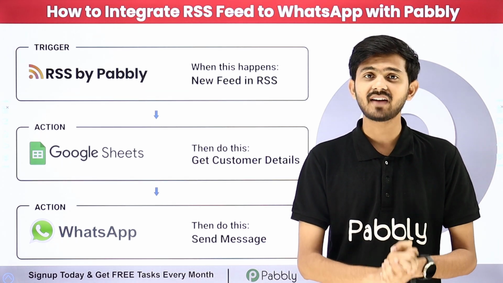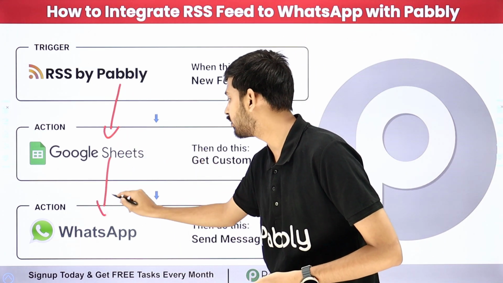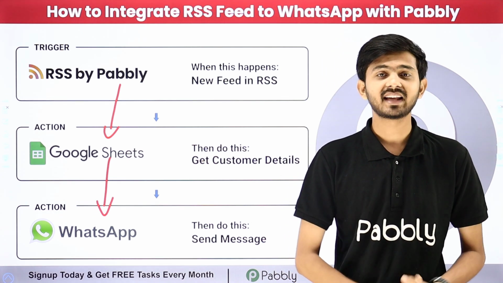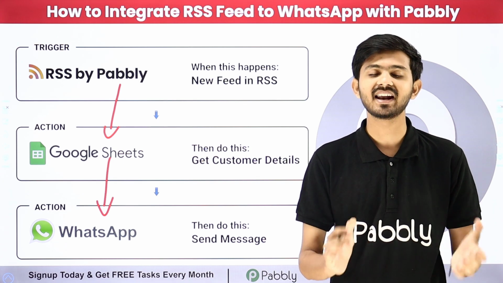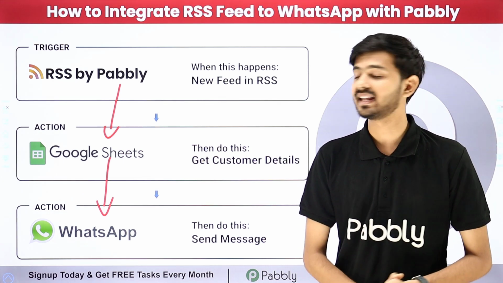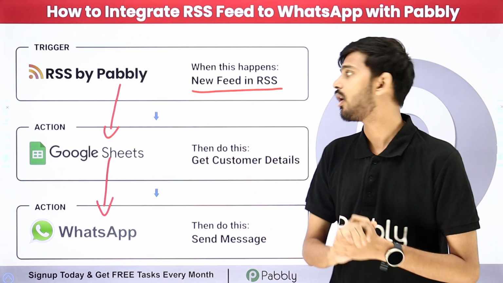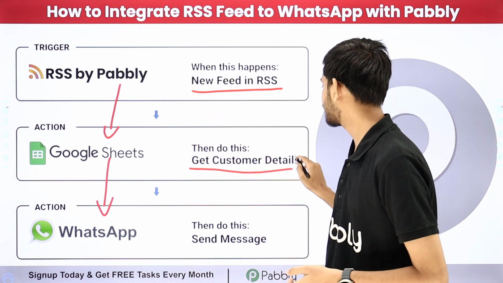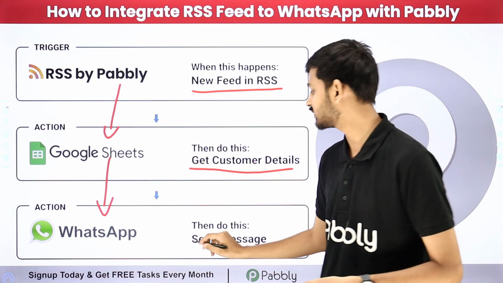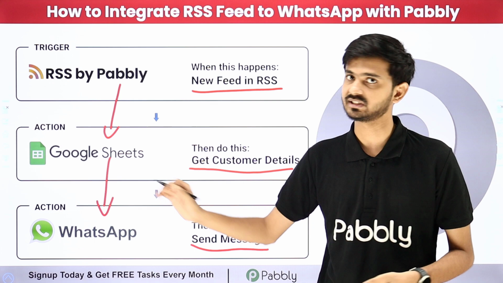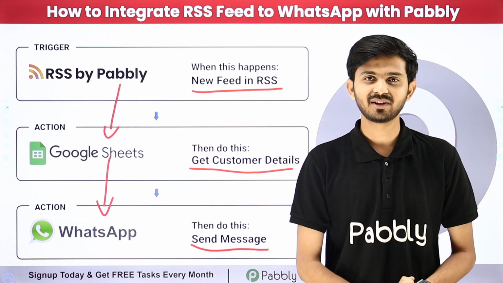So for my objective, I have to build a connection between RSS by Pabbly, Google Sheets and WhatsApp Cloud API. For building this connection, I'm going to use Pabbly Connect, which is an amazing software for automation and integration. Now with Pabbly Connect, as I receive a new feed in my RSS by Pabbly, I'm automatically going to get all the details of my customers from my Google Sheet, and I'm going to send that RSS feed update on WhatsApp by sharing a message. So how am I going to build this connection? For that, let me take you to my computer screen.